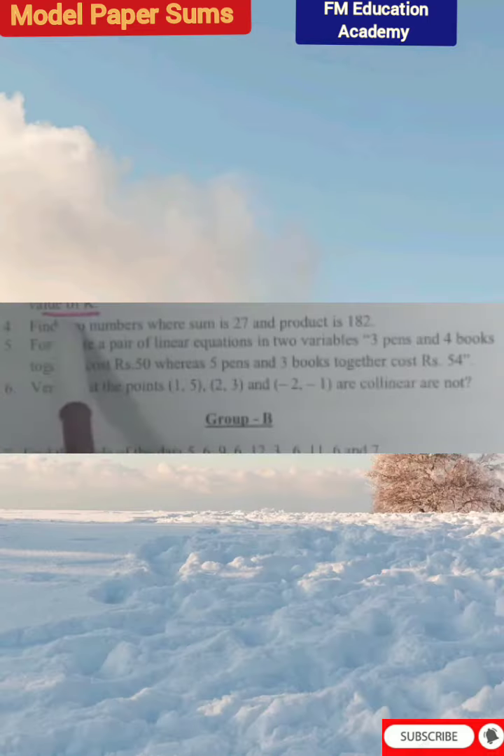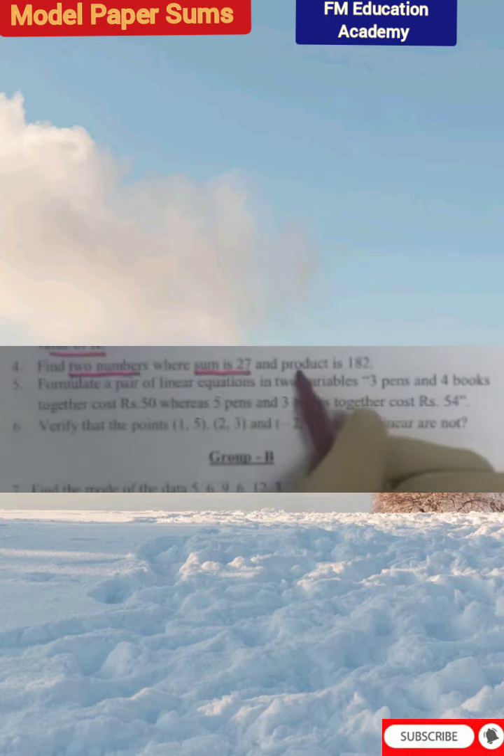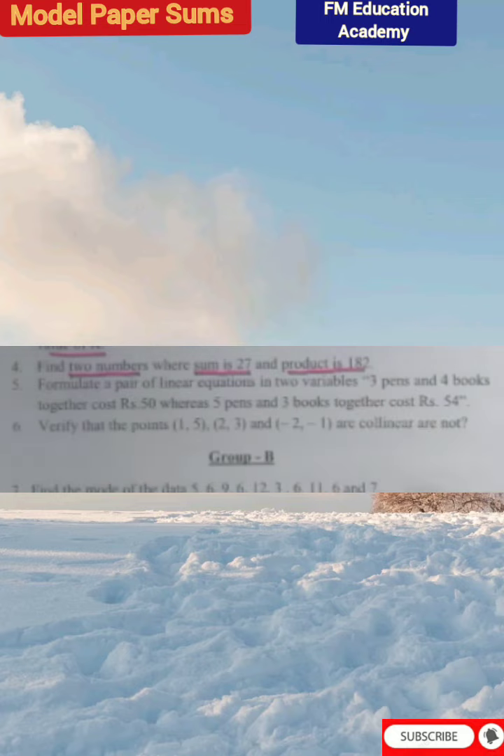Fourth question, find two numbers whose sum is 27 and product is 182. So we have to find two numbers. The sum of the two numbers is given as 27 and product of the two numbers is given as 182. Answer 4.